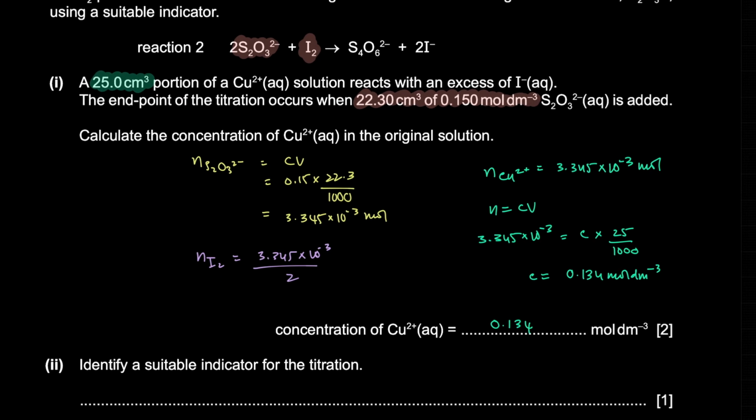Identify a suitable indicator for this titration. A suitable indicator for the thiosulfate iodine titration, when iodine is present, is starch. If iodine is present in solution, you have a blue-black solution with starch. And when the iodine reacts, you no longer have that blue-black color. So the color changes.